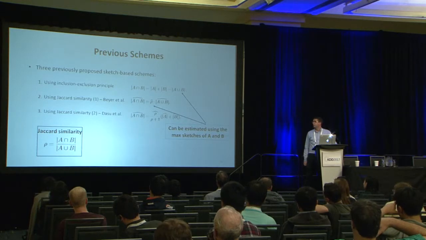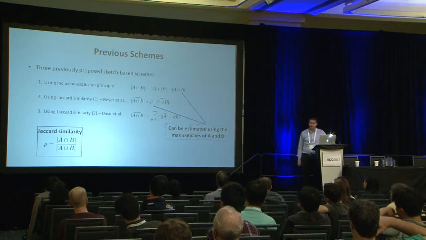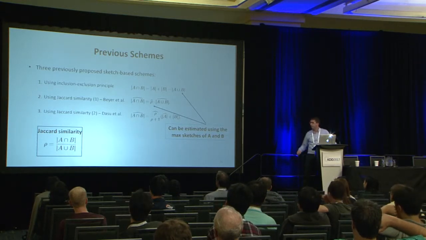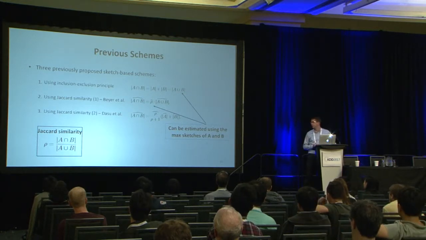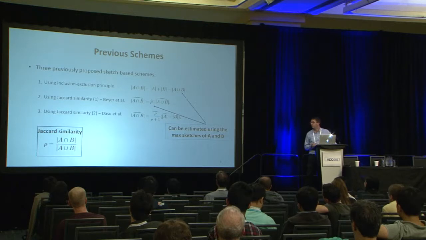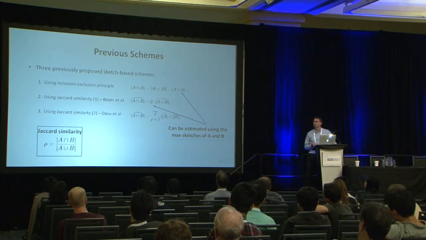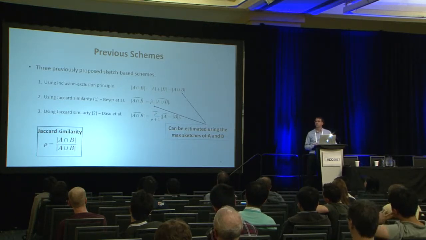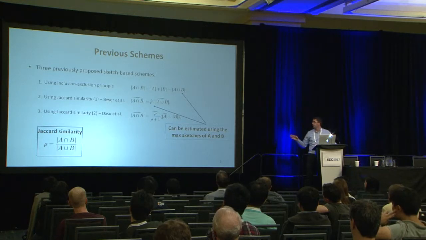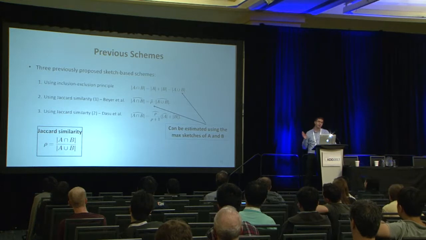The two other schemes are based upon the Jaccard similarity, which is, as you can see there, defined as the ratio between the set intersection and set union cardinalities. These two schemes first estimate this Jaccard similarity and then use some algebraic manipulations on it in order to get estimations for the set intersection cardinality. The main trick in these three schemes is that both the set union cardinality and the Jaccard similarity can be estimated using maximal sketches of A and B.